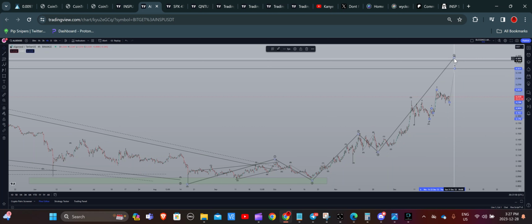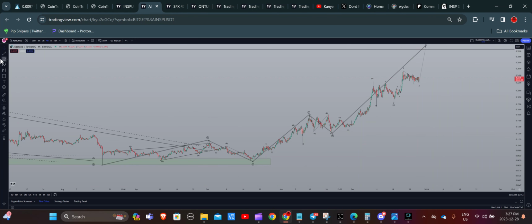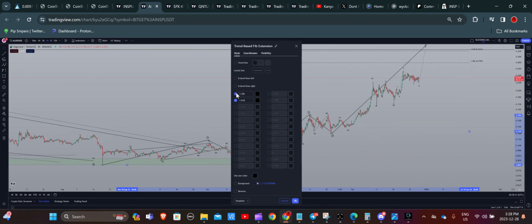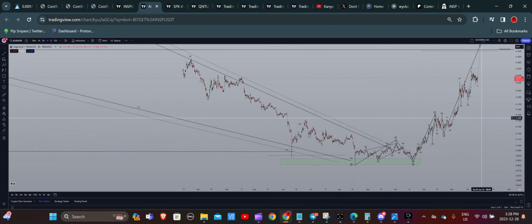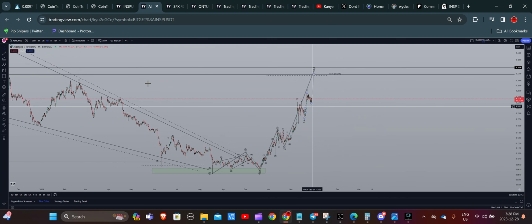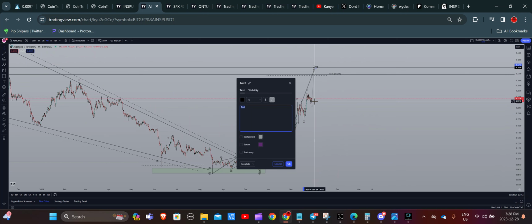Okay, so it would be around this level right here. And let's also try to find some more confluence with the fibs. And we see that our 1.618 using the trend base fib lies perfectly at that 32-cent region. Okay, so I do expect a correction from there. And what we can do is call this our macro wave 1 or our macro A wave.